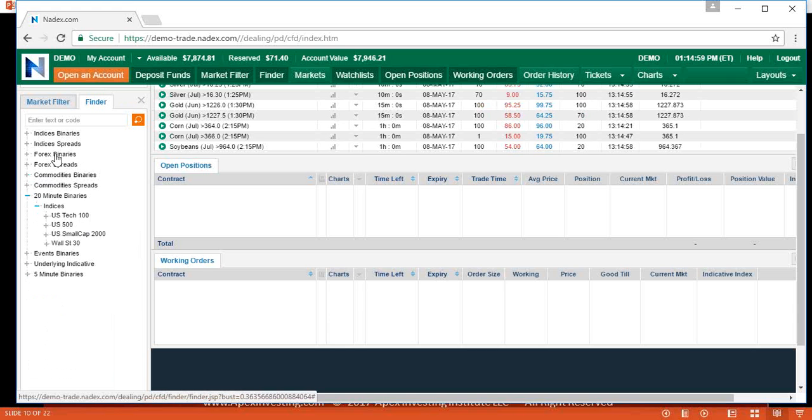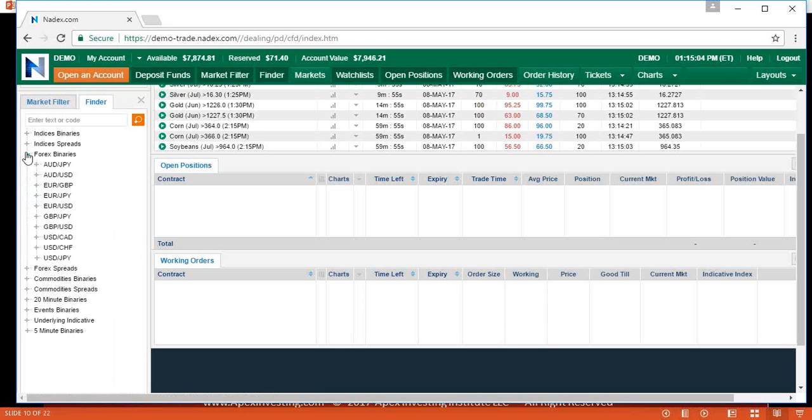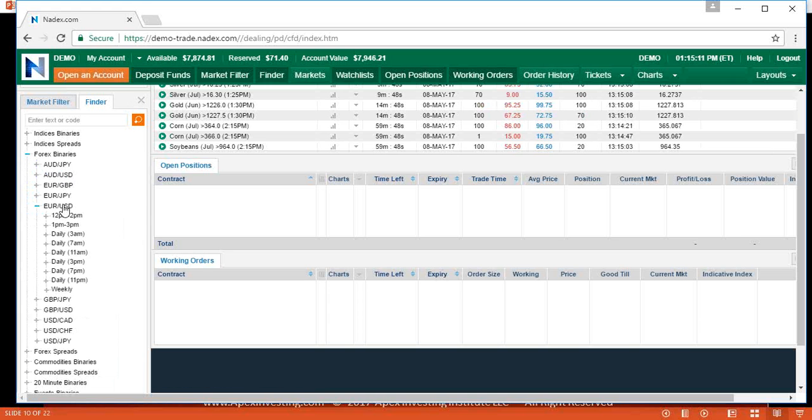Now with forex, you've got forex spreads and forex binaries, and a lot of options. For example, let's open the euro dollar, one of the most commonly traded forex pairs out there. You've got 2-hour binaries, 12 to 2, 1 to 3. We also have the weekly, end of the week binaries. But you also have different daily binaries with forex, throughout the day and throughout the night.